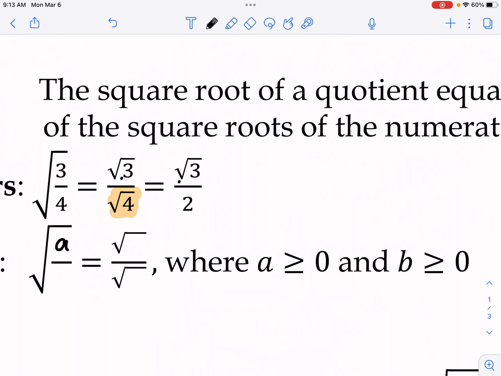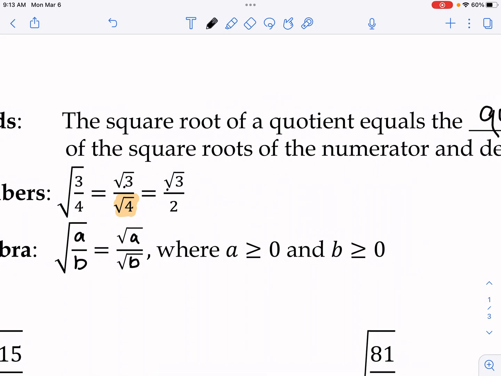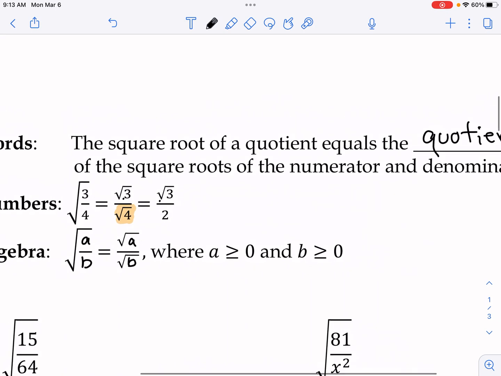The square root of this could be the square root of a over b, which would be the square root of a divided by the square root of b. And hopefully, right, that square root of b would simplify to be some type of whole number. And this is where a is greater than or equal to 0 and b is also greater than or equal to 0. Again, this just means that they're both positive. They have to be positive. If they are both positive, we can use this property.